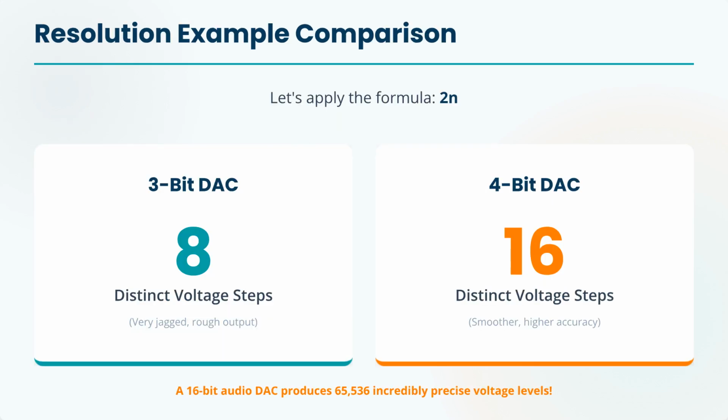Comparing a 3-bit DAC to a 4-bit DAC illustrates this clearly. The 3-bit DAC produces 8 distinct voltage steps, resulting in a jagged output. The 4-bit DAC produces 16 steps, which is much smoother and more accurate.